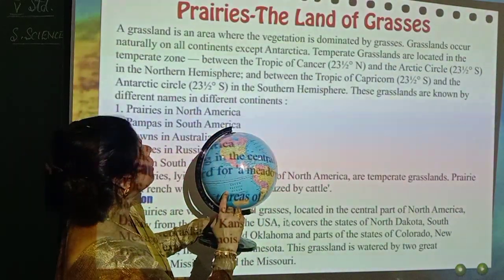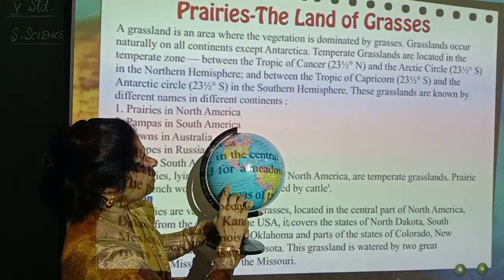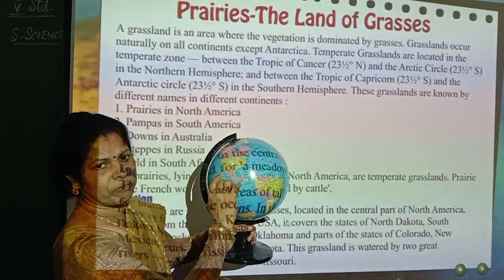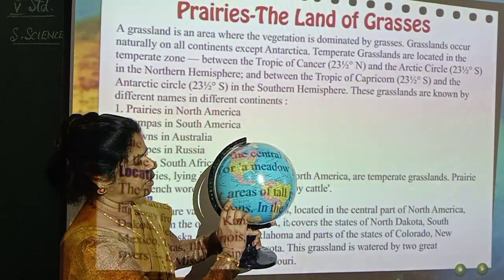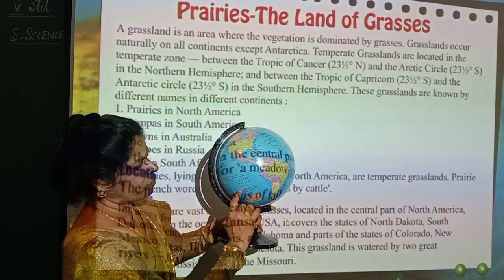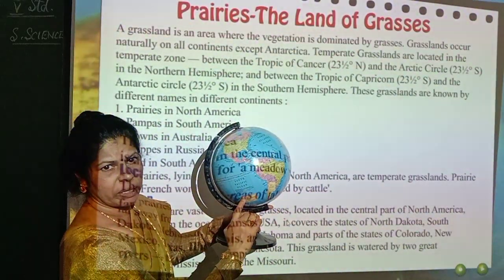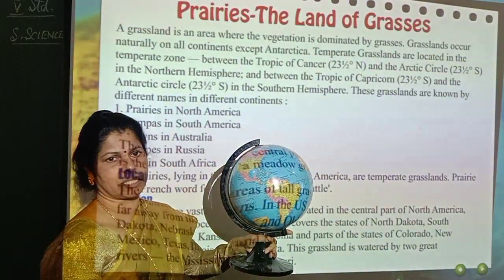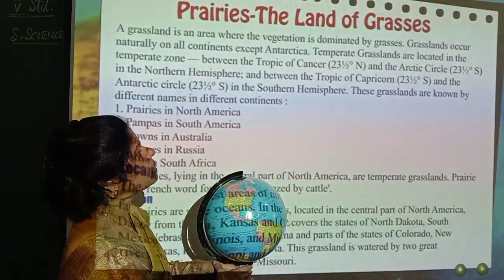Understood? And then see, the Arctic Circle is again from here to 23.5 degree. You call it the Arctic Circle. Tropic of Cancer, Arctic Circle. Here Tropic of Capricorn, Antarctic Circle. 23.5 degree it is. You understood now? So that is the meaning here.